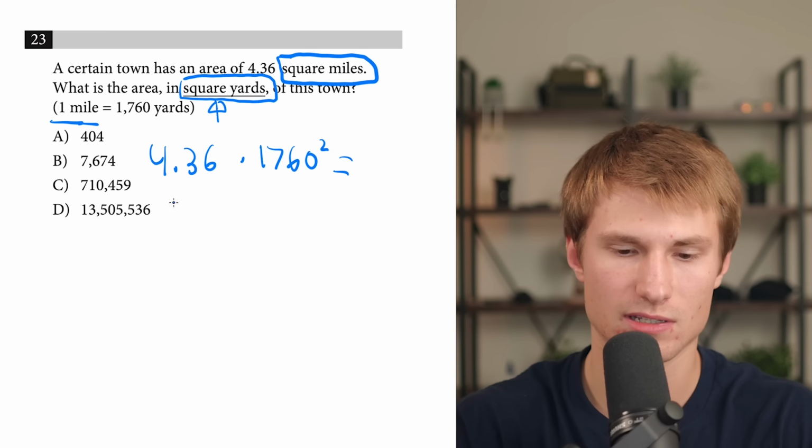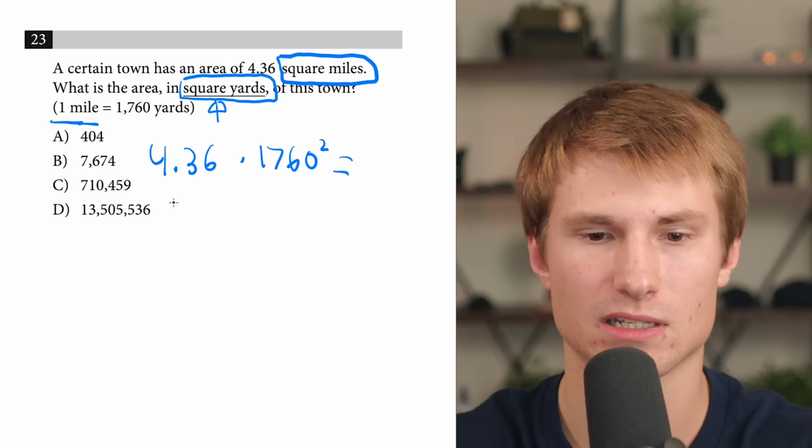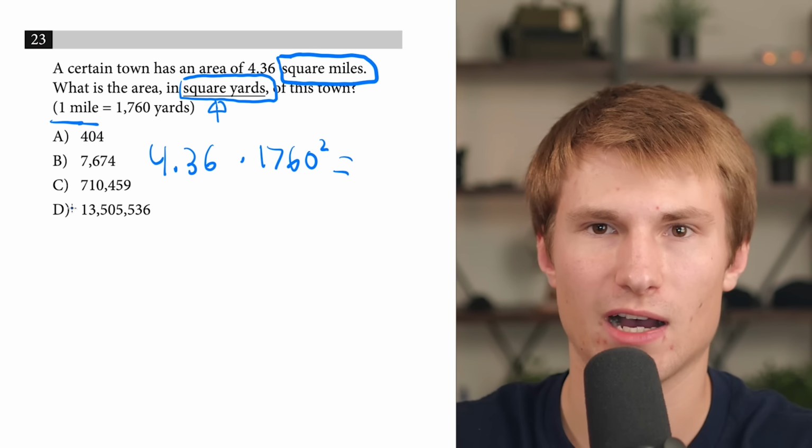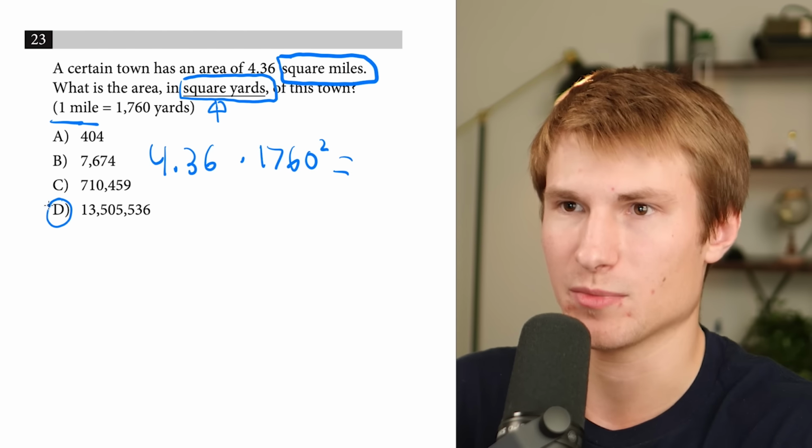So 1760 squared multiplied by 4.36. That's going to give us 135,05536, which will be answer choice D.